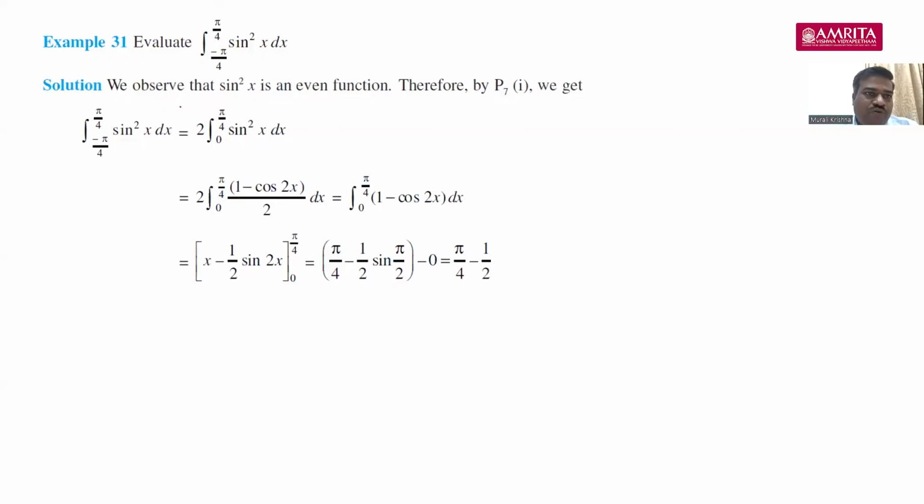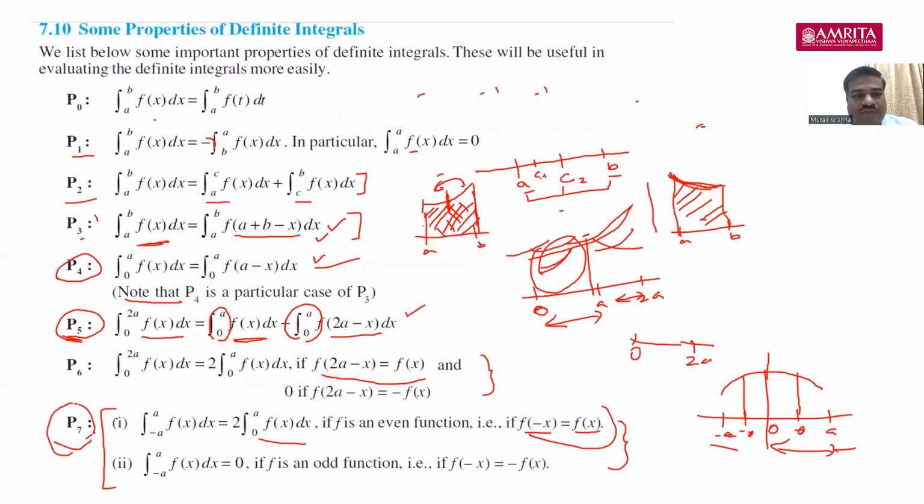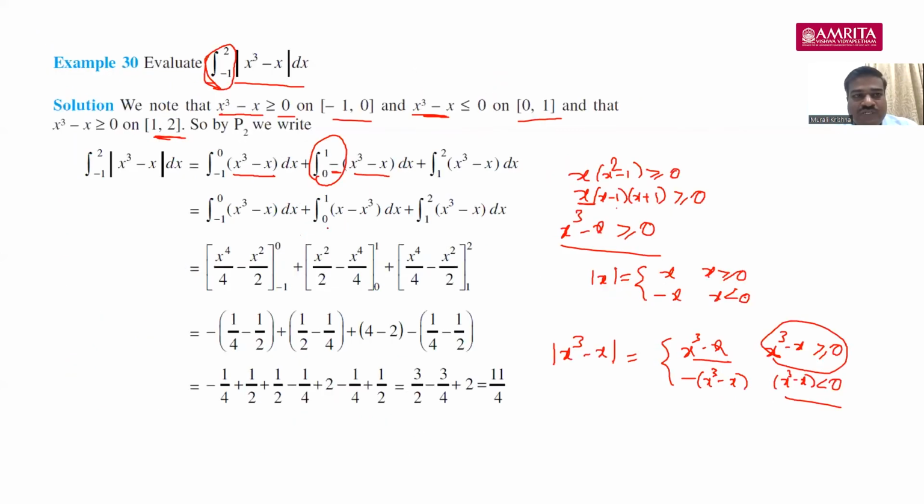Minus pi by 4 to plus pi by 4. See, hope you can understand, this is an integral minus a to a category problem. Whenever you see the integral minus a to a category, it may be under property P7. Under P7, even function and odd function, there is scope for using this topic. Minus a to a, if you see these limits, think of this property.